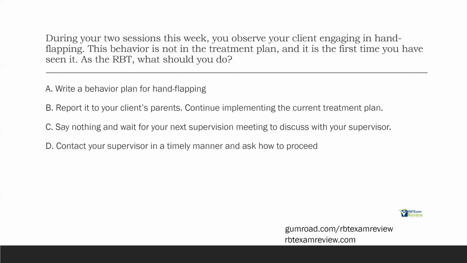During your 2 sessions this week, you observe your client engaging in hand flapping. This behavior is not in the treatment plan, and it is the first time you have seen it. As the RBT, what should you do? Okay, very common. This is going to be part of your job, reporting things that occur during your session that may not be in your treatment plan or may be new, okay? New behaviors, of course, are not uncommon at all, right? In this case, hand flapping is that new behavior. First time you've seen it, not in your treatment plan, don't know how to react to it. What are you going to do?